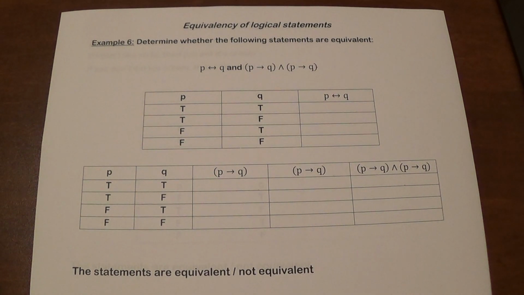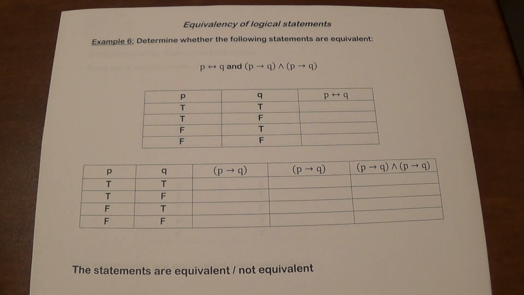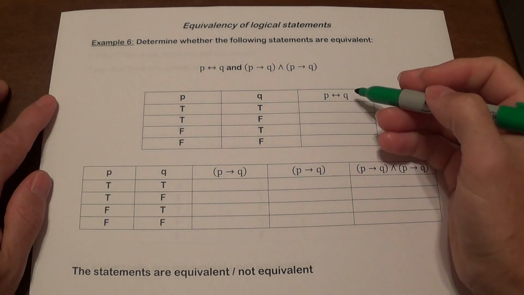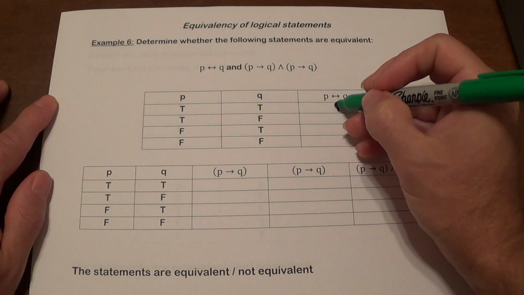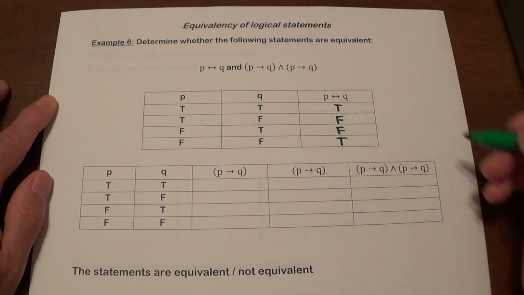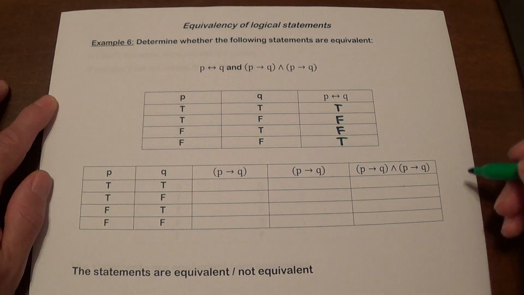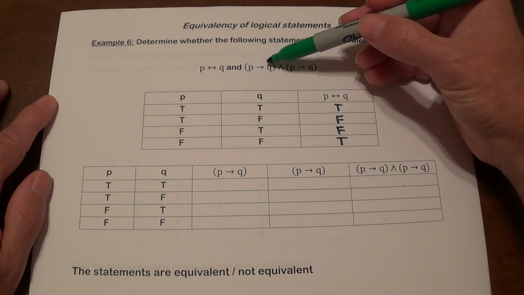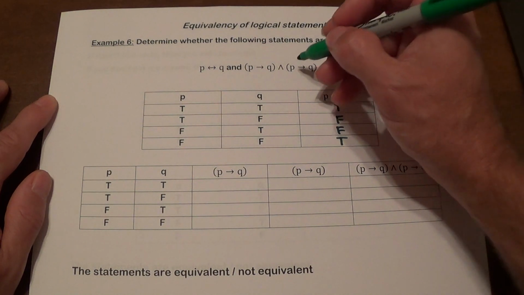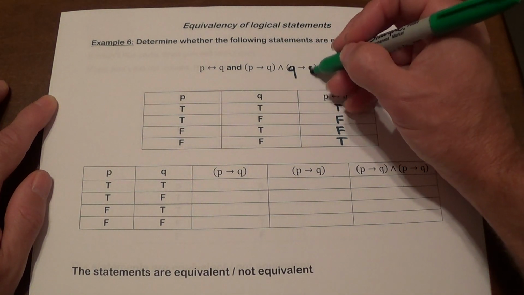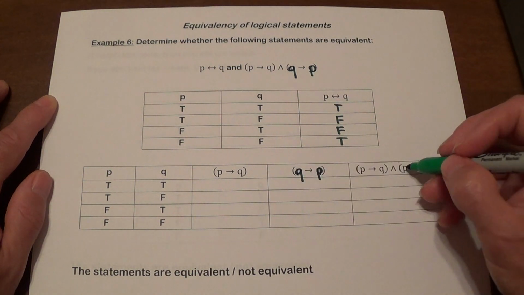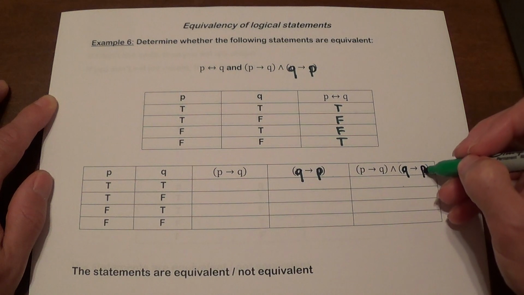Okay, this one, P if and only if Q, it's a biconditional statement. This will be true, false, false, true. And we're trying to compare it with this one, P implies Q and, sorry, this should be Q implies P.